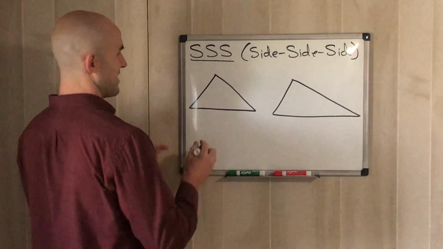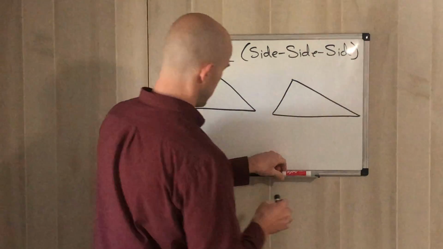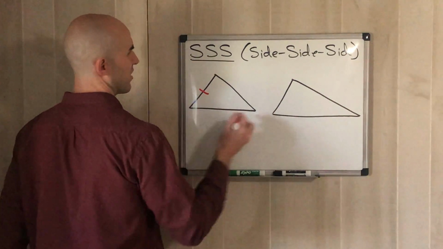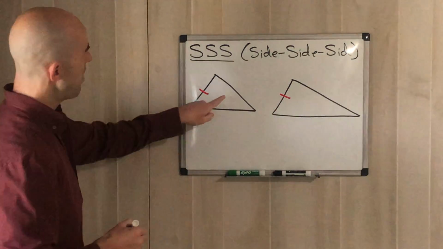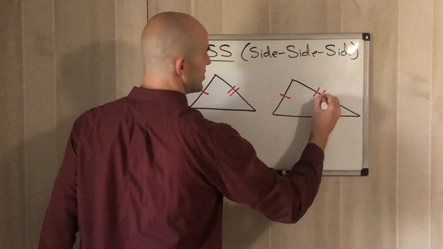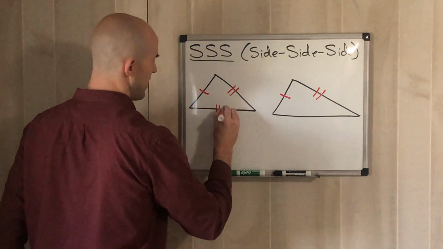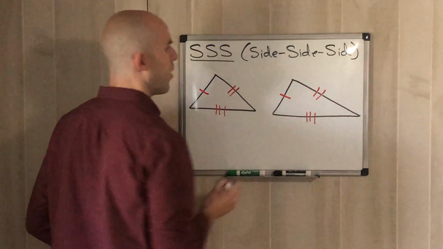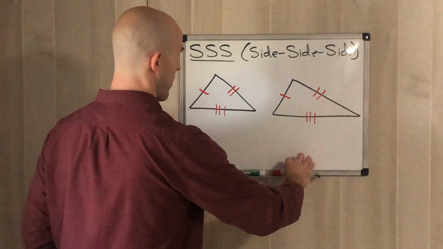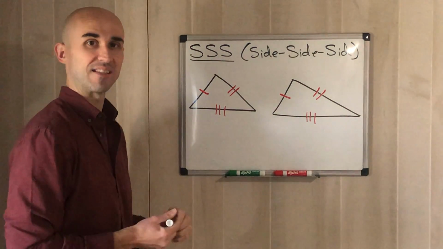So this is what I mean by SSS. We have these two triangles, right? Let's say that I wanted to make this side the same as that. So I put one tick mark there, one tick mark there. I wanted to make this side congruent to this side: 2 there, 2 there. Now I want to make these two sides congruent, so I'll put 3 and 3, right? What SSS means, and this is what I wanted to show you, is that for triangles to be congruent, we need 3 pairs of sides to be exactly the same.